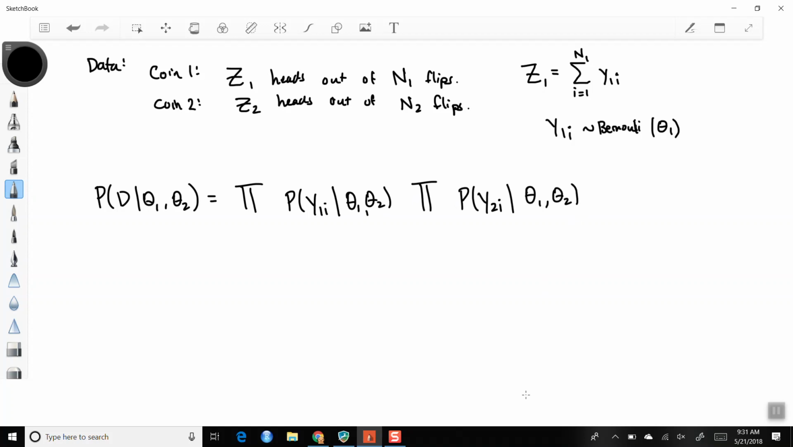And then we realize that Y1 doesn't even depend on theta 2, and Y2 doesn't even depend on theta 1, and this just ends up being the likelihood of a Bernoulli, and then this is also a likelihood of a Bernoulli.